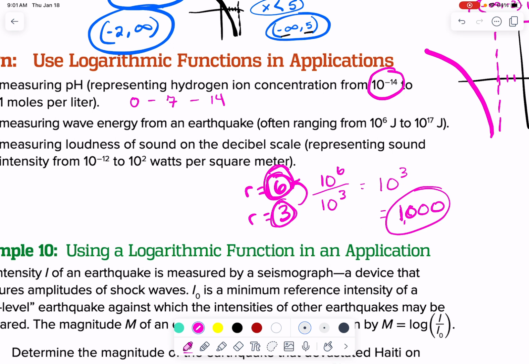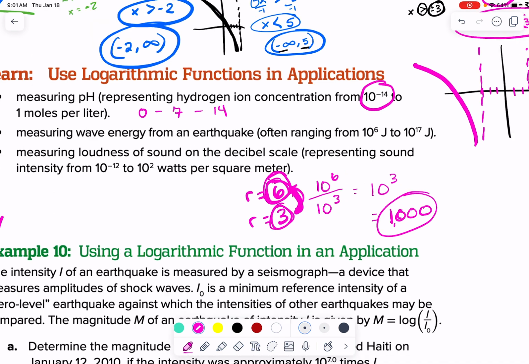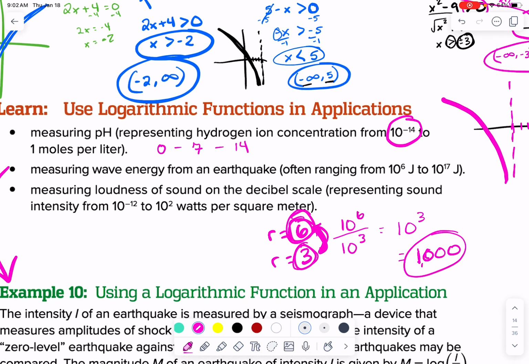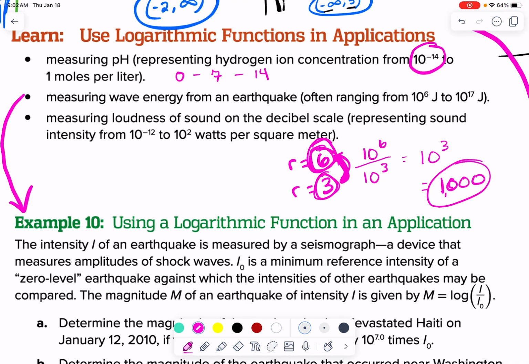And that's why we use log functions and exponential functions to indicate that, because it's not just looking at these numbers, it's looking at 10 to that power, okay? And then also loudness of sound is measured in watts, and those are measured like 10 to whatever power, so we use logs to represent those as well, okay?